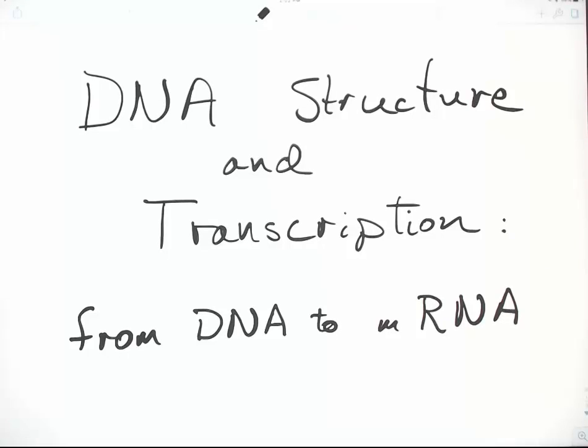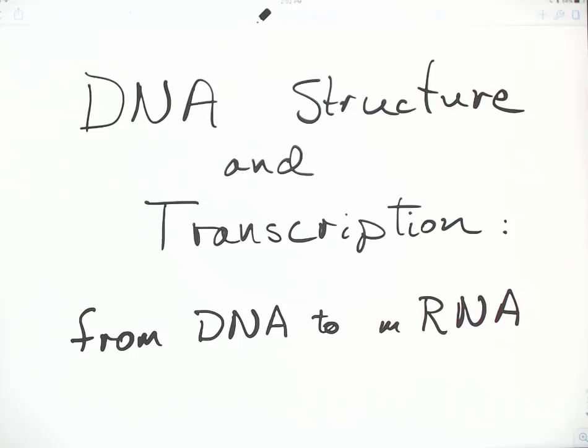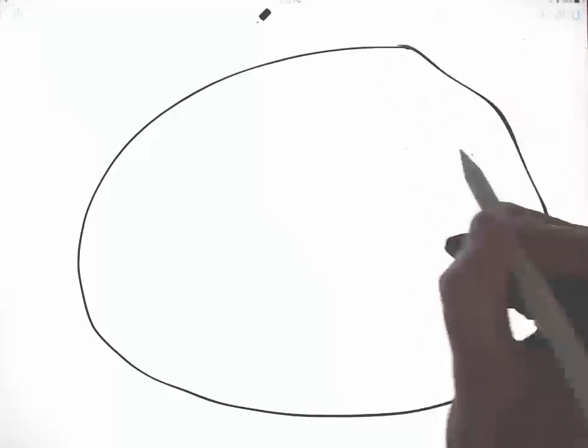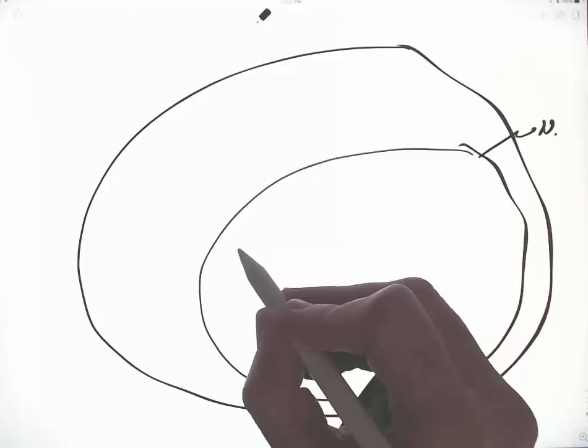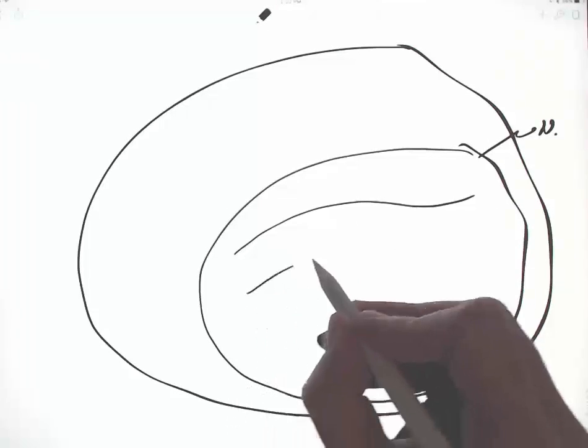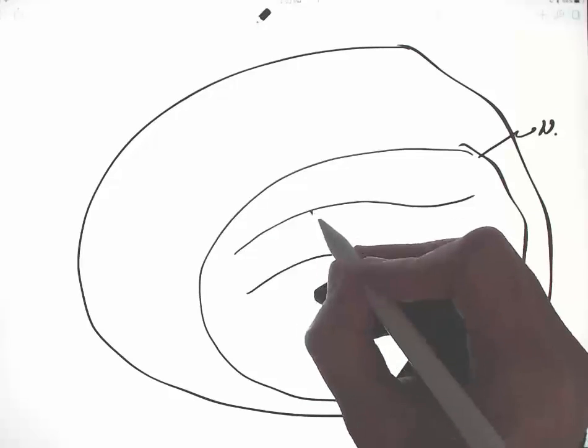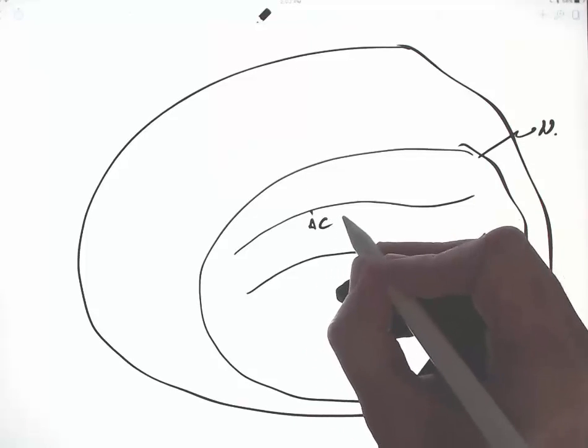How is the information in DNA converted into the structure of a protein? In this video, I'll show you DNA structure and transcription of DNA to messenger RNA. Here's a cell with a nucleus. I'll just show a small part of the DNA in that nucleus with some base pairs.